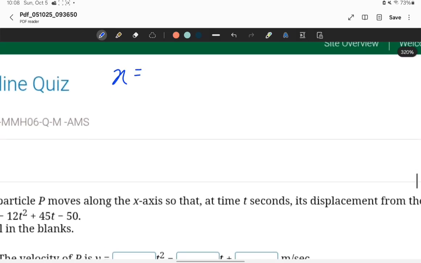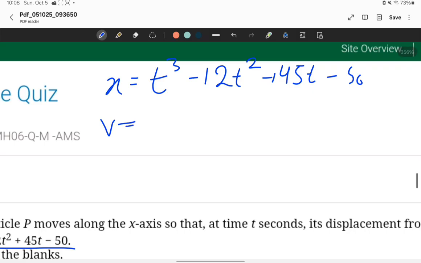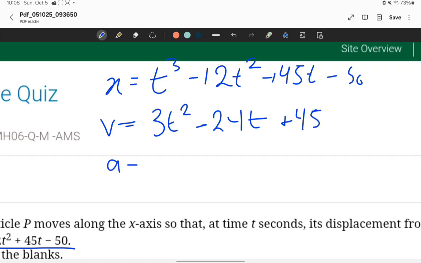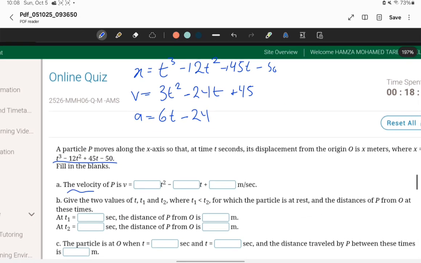x is equal to t to the power of 3 minus 12t squared plus 45t minus 50. This is given, they told us that here. Now if we derive this, we get the velocity, so 3t squared minus 24t plus 45, and if we derive once more, we get the acceleration, so 6t minus 24. Okay, the velocity of p is v equals, this is easy, you just substitute in the equation that we got, 3t squared minus 24t plus 45. This is what we have here.